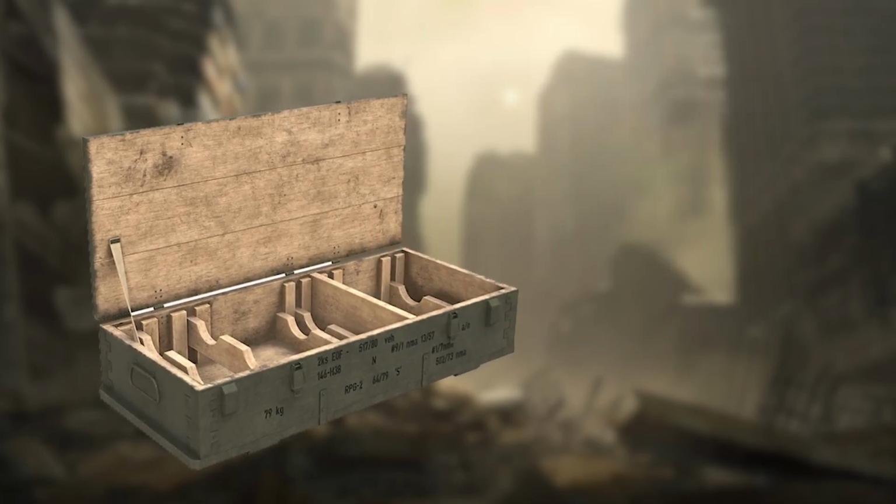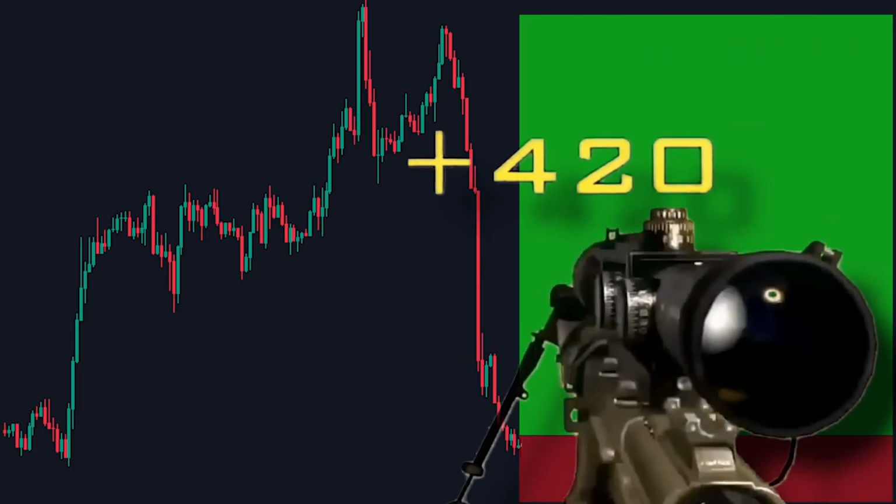Add this trick to your arsenal to any of your trading strategies and it'll help you get more sniper entries.